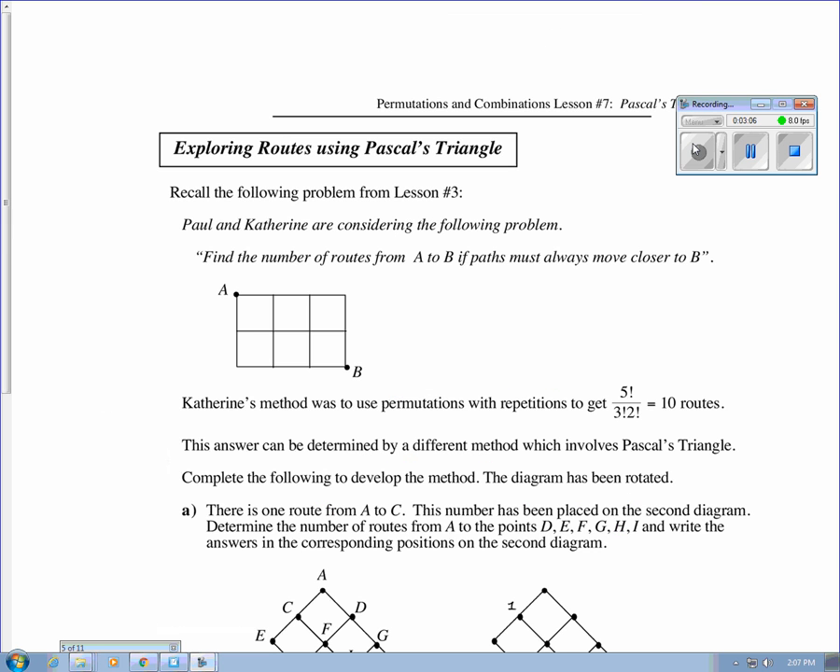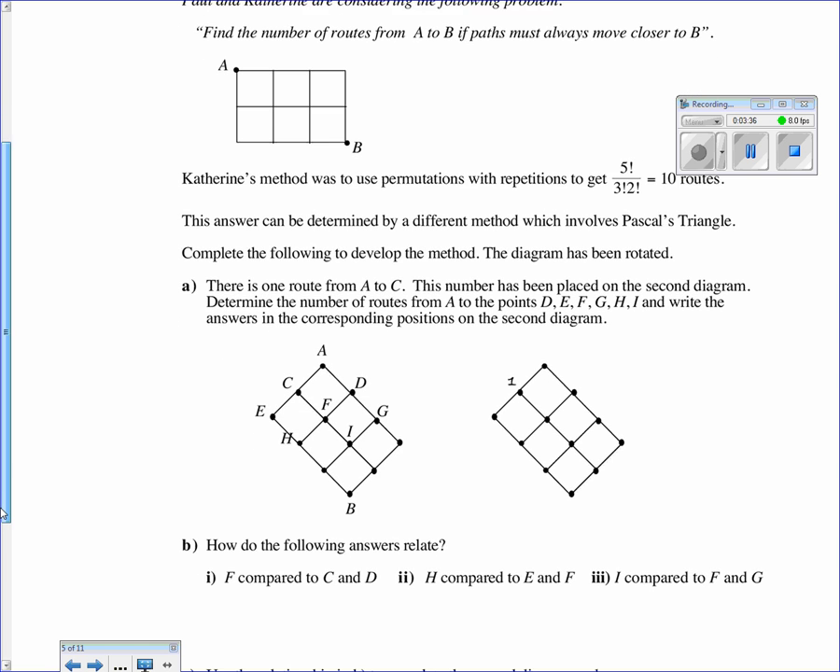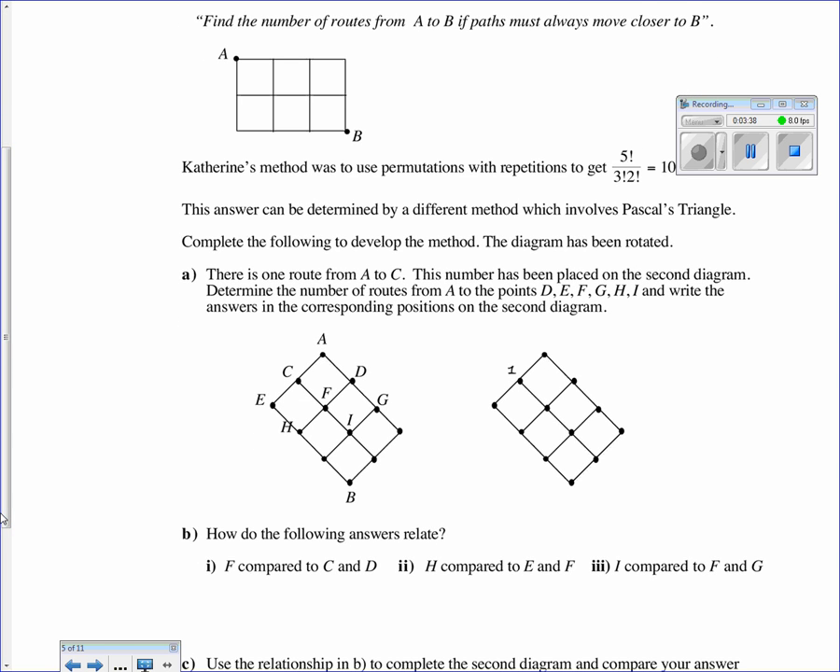Now, why did I need more room or more memory space for my videos? We're going to go back to our root problem, the path problem. How many different ways can I get from A to B if I must always move closer to B? We looked at it as a choices opportunity. We've solved it already, and we actually solved it with Pascal's triangle in mind, by changing the orientation of the diagram a little bit.